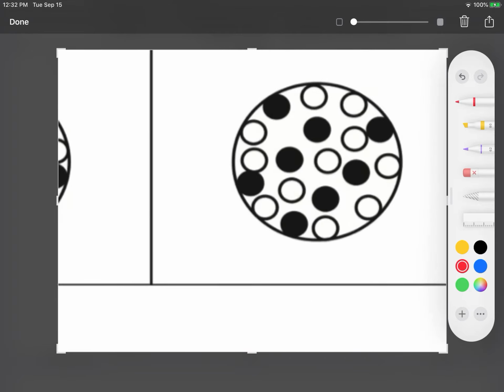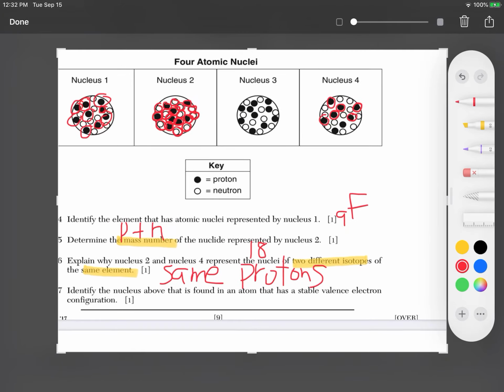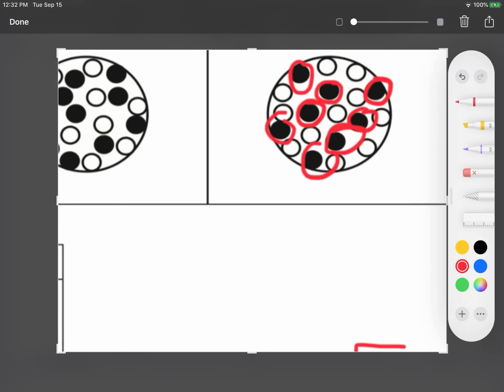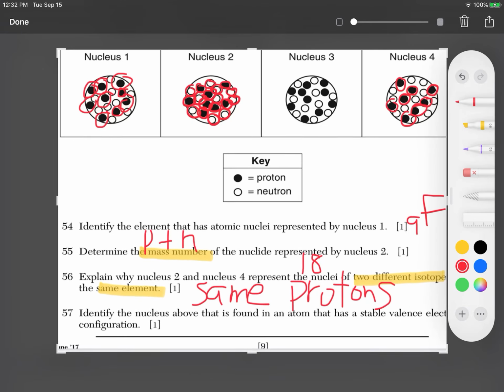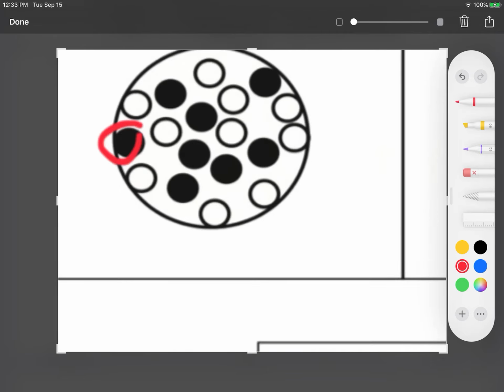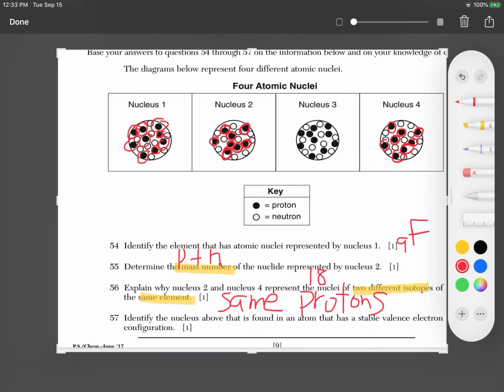I'll count it with you, nucleus 4. 1, 2, 3, 4, 5, 6, 7, 8. And it says nucleus 2, right? So nucleus 2. Hold on a second. 1, 2, 3, 4, 5, 6, 7, 8. So obviously they have the same protons.